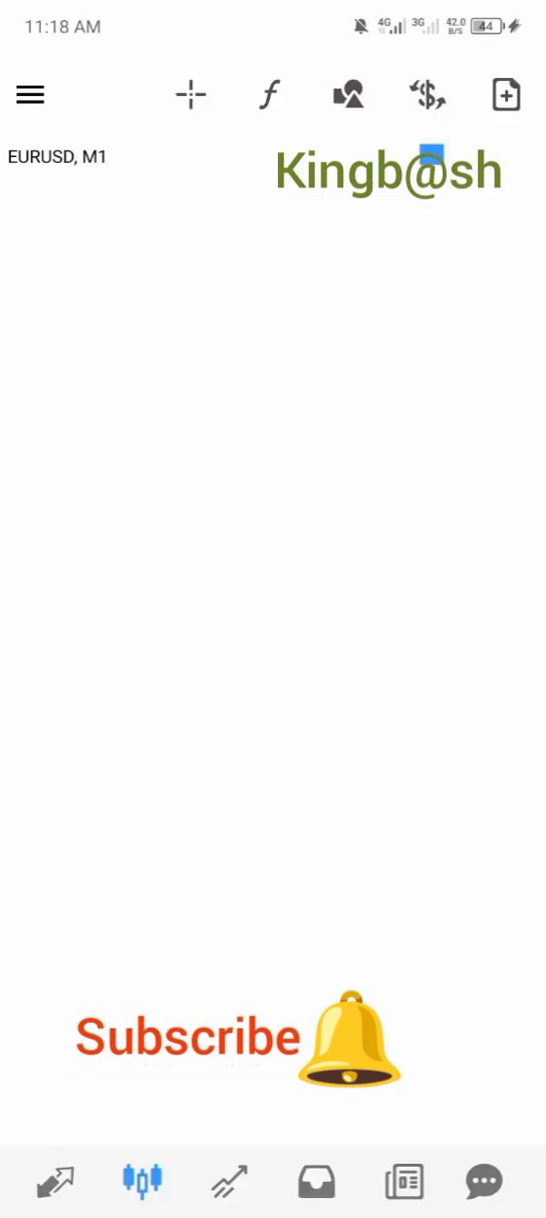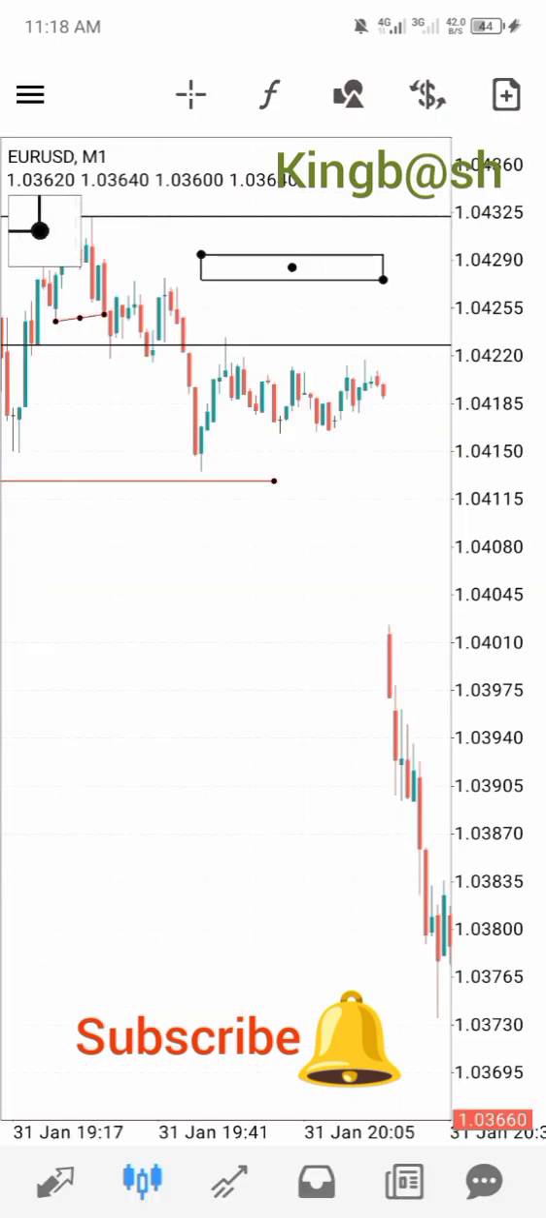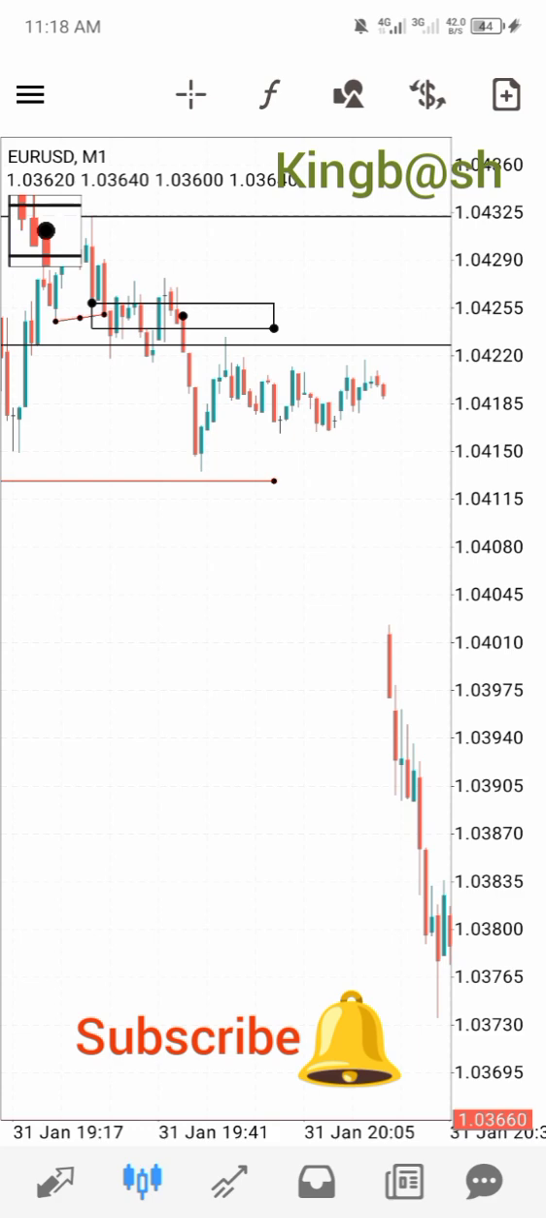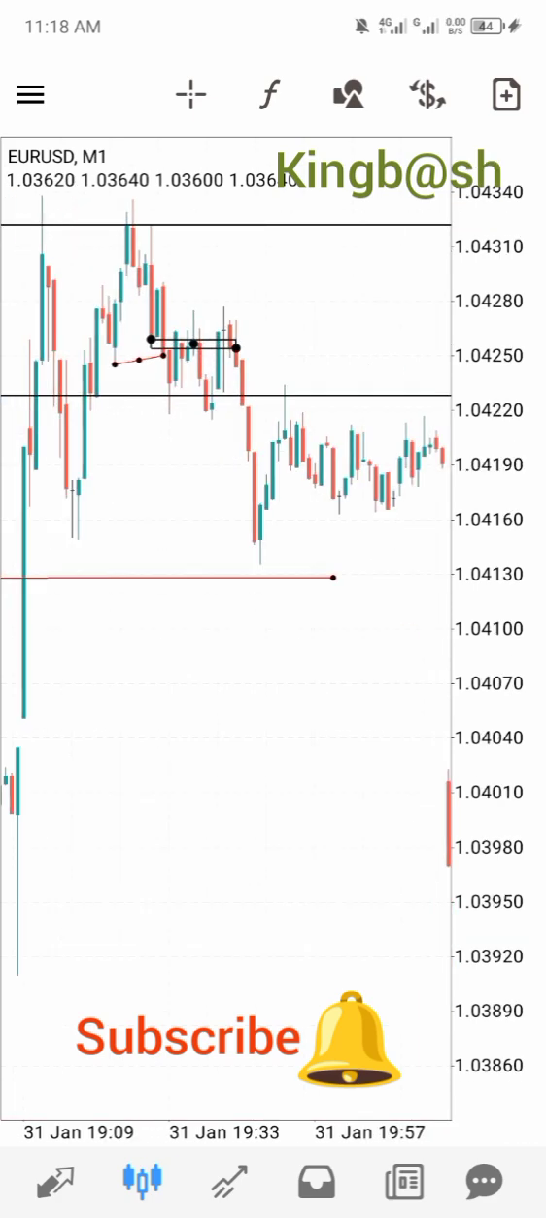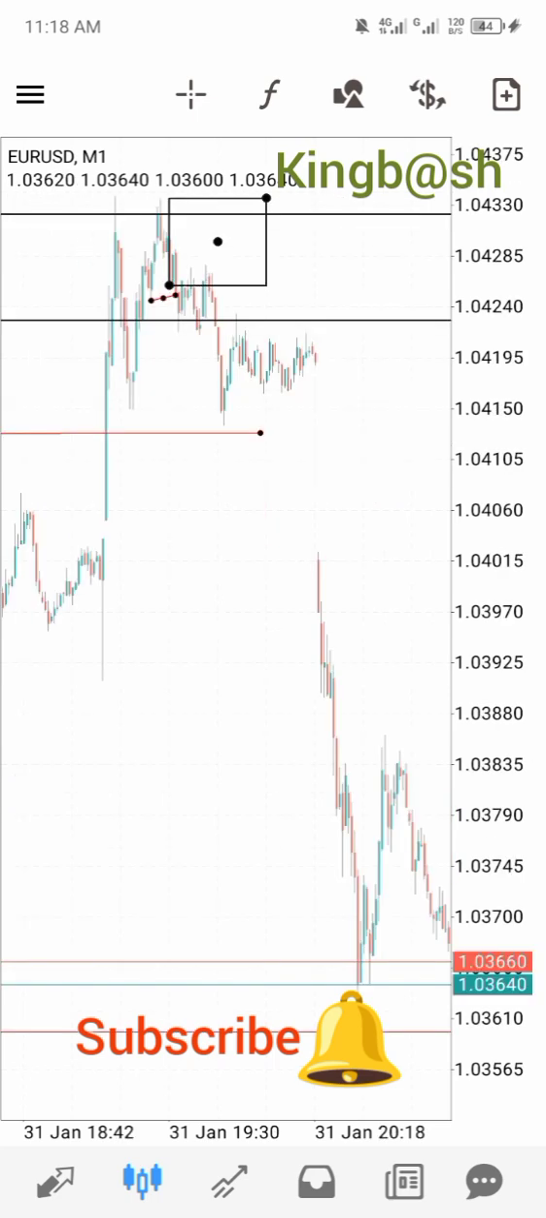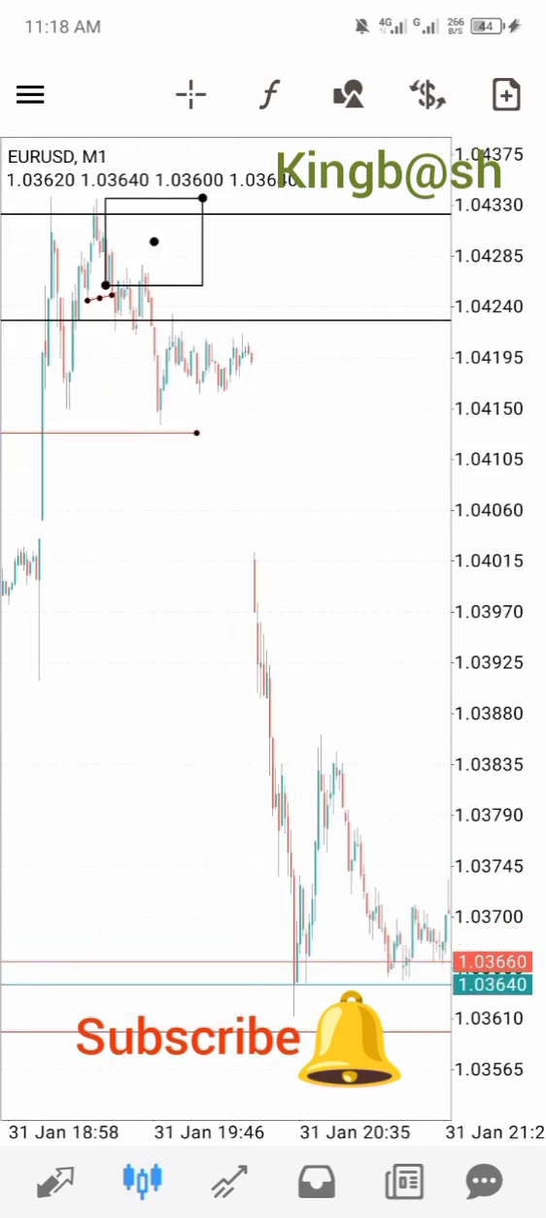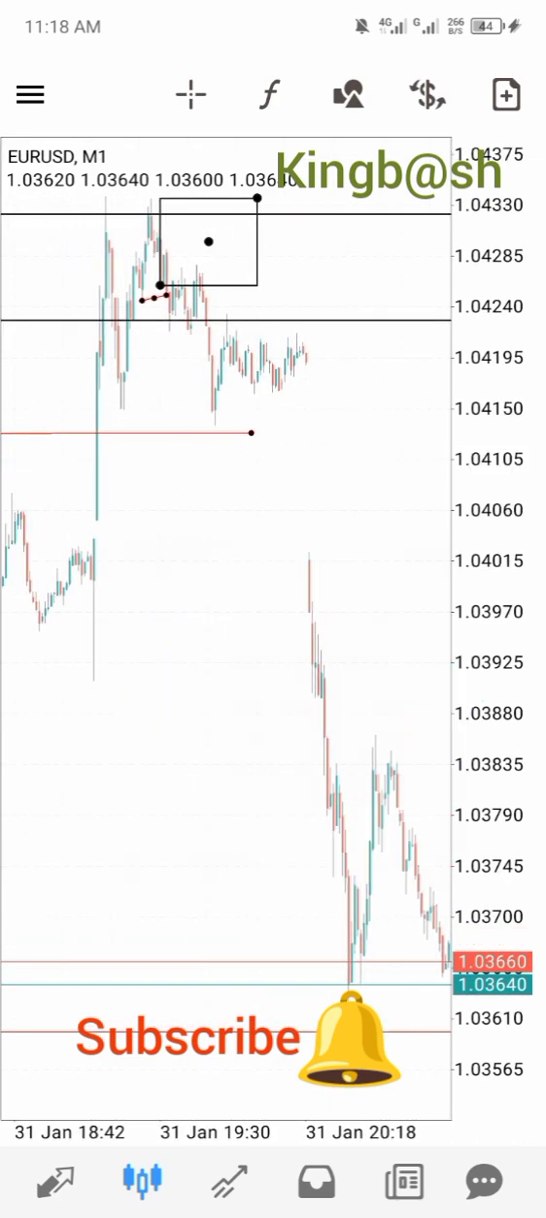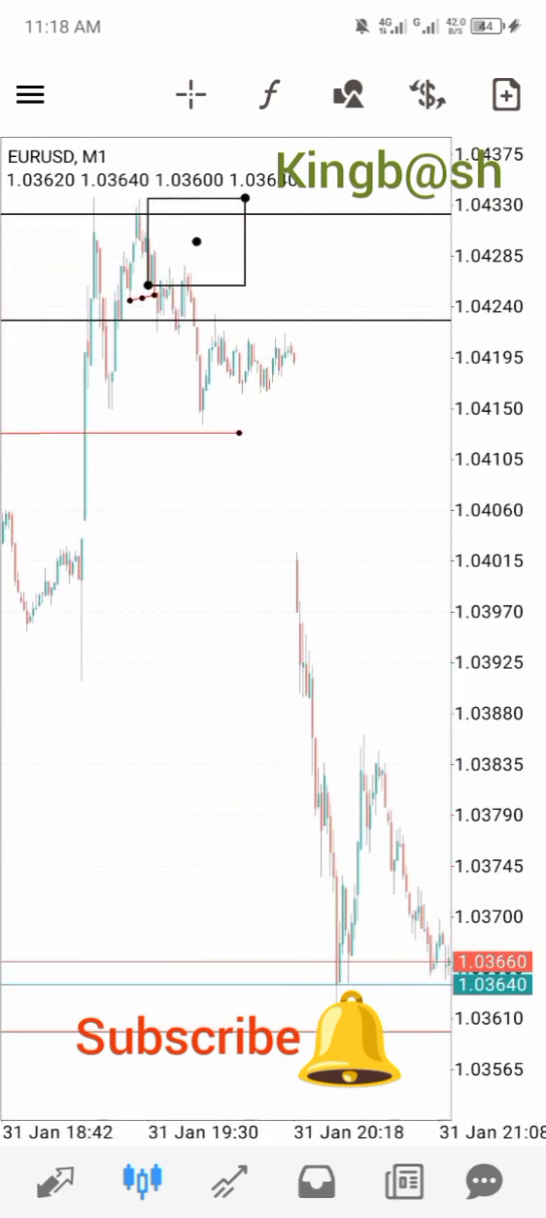You see also an imbalance here. So where you see this imbalance, when price retraces down here, this is where you enter, you place your stop loss here, and you target the extreme low. You can see you target down. Look at the move.